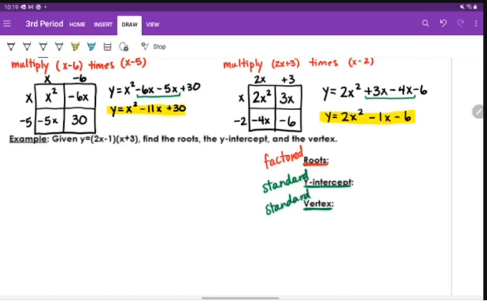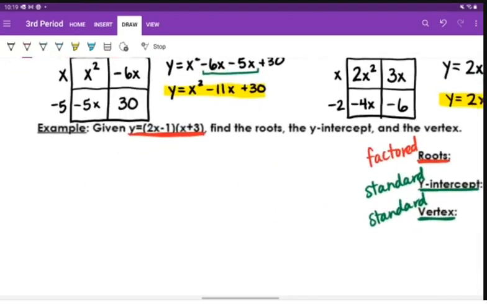We start out in factored form. At about the midpoint of this problem, we're going to have to switch gears and convert it into standard form to actually figure out the rest of the problem. So let's start first. We have it in factored form already, so let's answer the question about the roots. Because we already have it in factored form, we should be able to pretty easily pick out the roots.